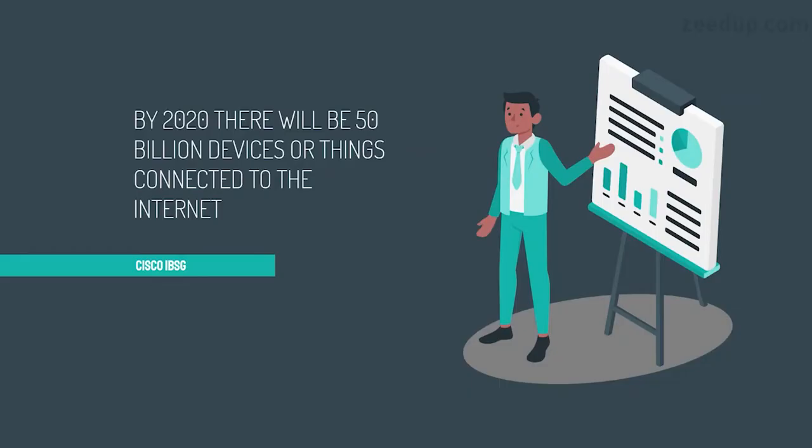Cisco IBSG predicted that by 2020 there will be 50 billion devices or things connected to the internet. This is the prediction. But due to the 2020 COVID lockdown, many more devices got connected to the internet. I think the survey will be carried out next year or later, letting us know how many billions of devices are really connected. I am predicting it is more than 50. So what is your count? Let me know in the chat session.